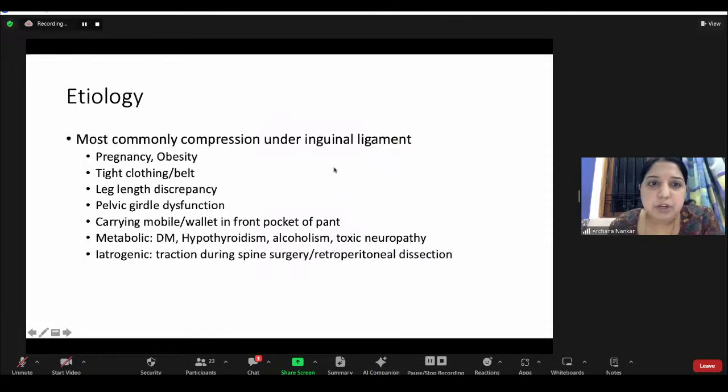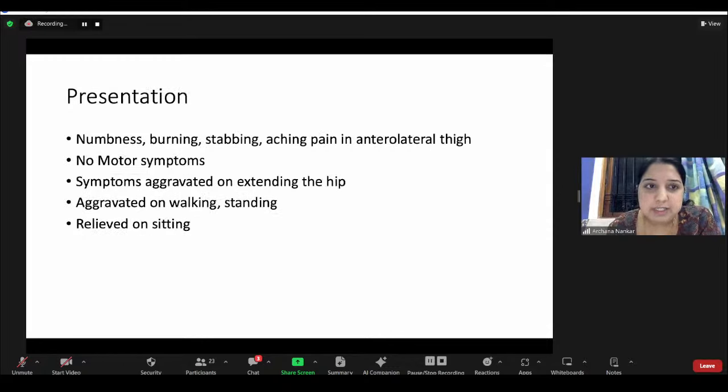Then the etiology is most commonly compression under the inguinal ligament. There may be many causes for this. For example, pregnancy, obesity, tight clothing, belt, leg length discrepancy, pelvic girdle dysfunction, carrying a mobile or wallet in the front pocket of the pant, then metabolic causes such as diabetes mellitus, hypothyroidism, alcoholism, and iatrogenic causes, that is traction during spine surgery or retroperitoneal dissection.